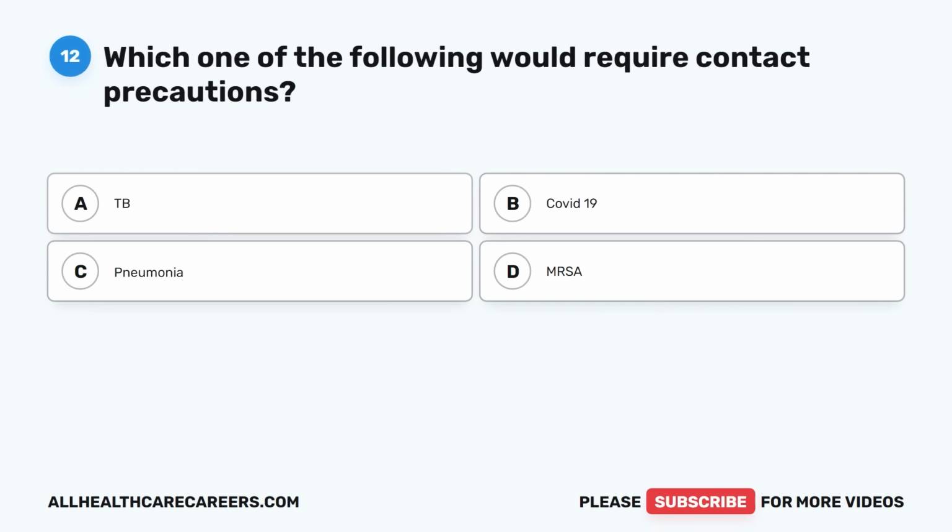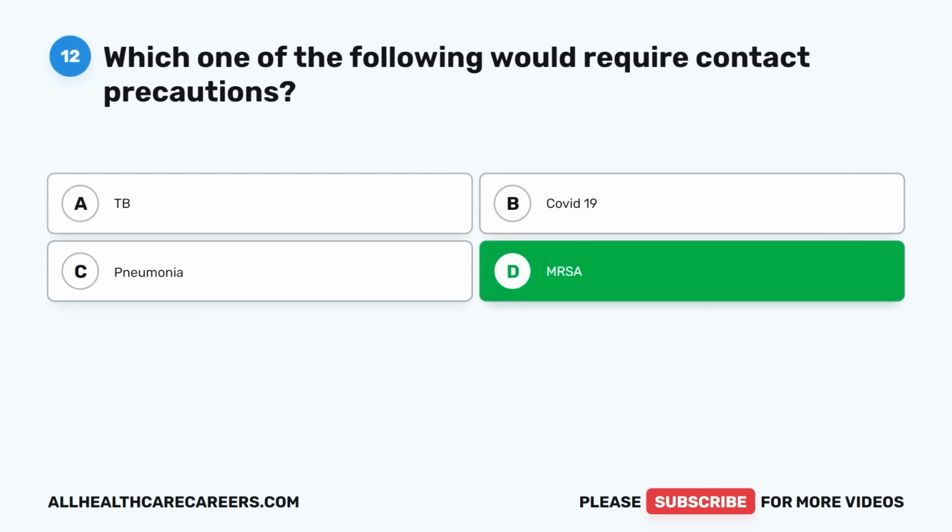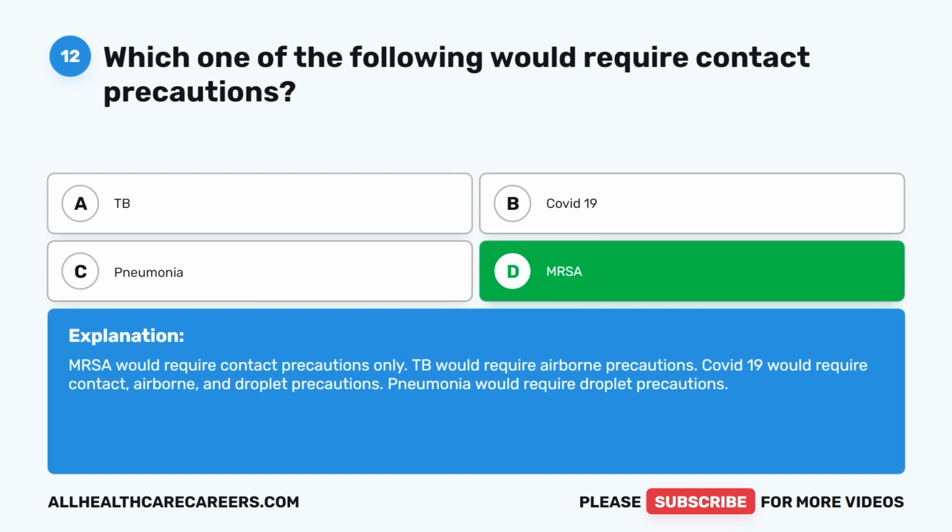Question 12. Which one of the following would require contact precautions? A. TB. B. COVID-19. C. Pneumonia. D. MRSA. The correct answer is D. MRSA. MRSA would require contact precautions only. TB would require airborne precautions. COVID-19 would require contact, airborne, and droplet precautions. Pneumonia would require droplet precautions.